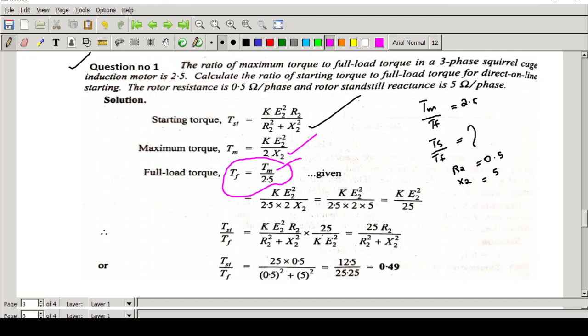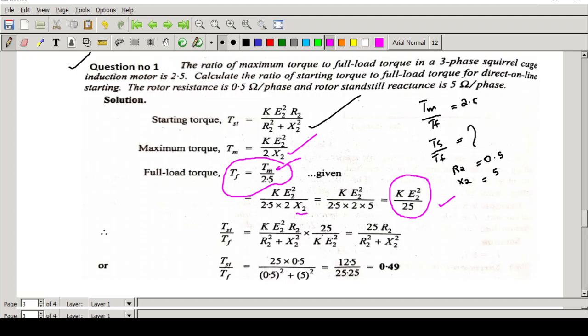Okay, so now substitute for the maximum torque here. So it is K into E2 squared divided by 2.5 into 2 into X2. Okay, so we will get this expression. We will substitute for this X2 also. Okay, so we got this expression.